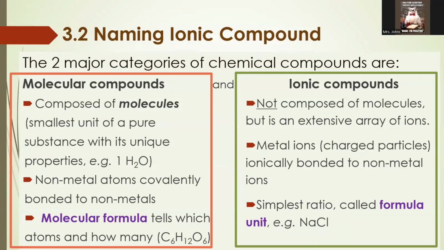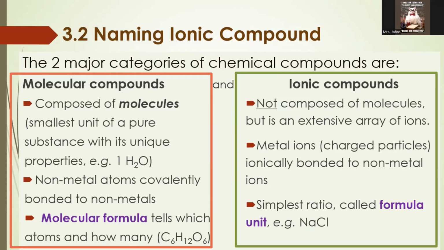Molecular compounds were discrete molecules with exact numbers of different atoms in the molecule. For example, the glucose listed down here at the bottom has exactly 6 carbons, 12 hydrogens, and 6 oxygens in each one of the molecules. They're non-metal atoms covalently bonded to each other, and every molecule is the same. All glucose molecules have the same number of atoms of each kind.